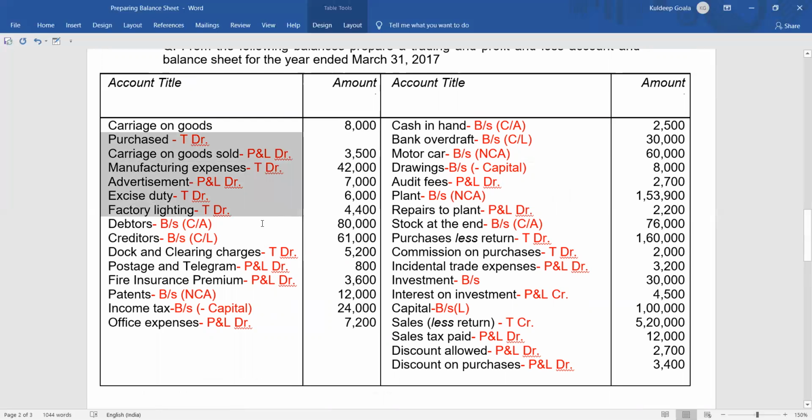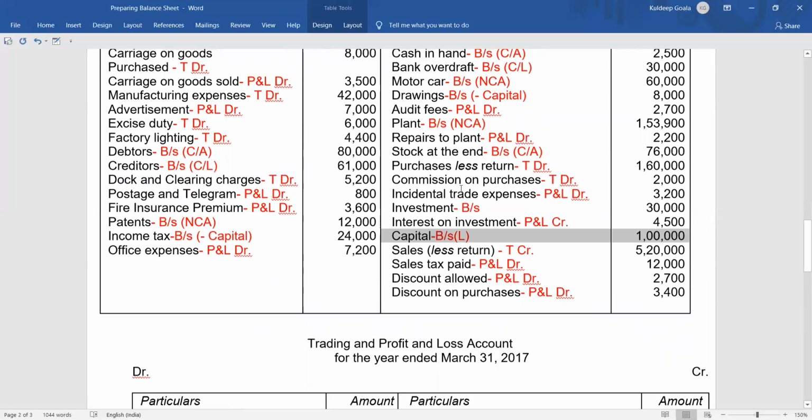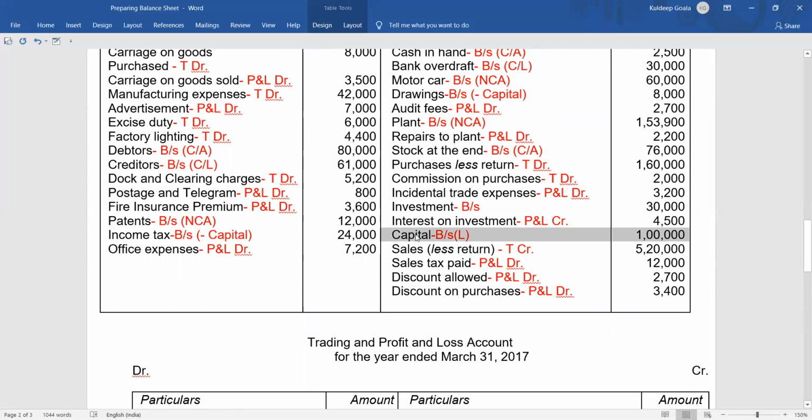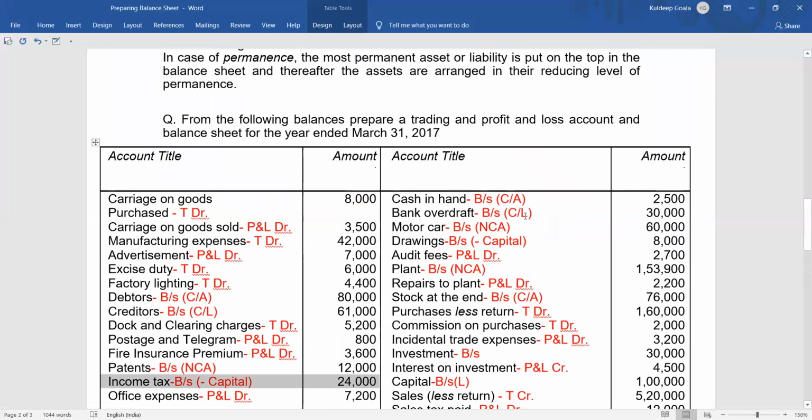After that, let's see if any other current liabilities are left. No, current liabilities are over. Then we will go with the capital. Capital we have seen is 1 lakh. Along with that, we have adjustments. One is the income tax that was paid, 24,000, which will be deducted from capital. And drawings of 8,000 will also be deducted from capital.